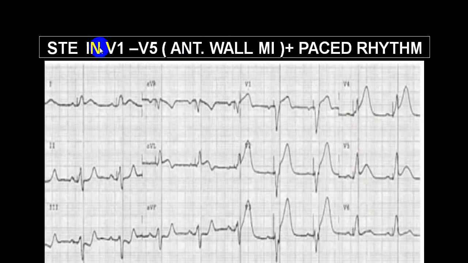So ST elevation in V1 to V5 in presence of paced rhythm, and also there is an ST elevation in lead 1 and aVL, and there are reciprocal changes in lead 2, lead 3, aVF in presence of paced rhythm.